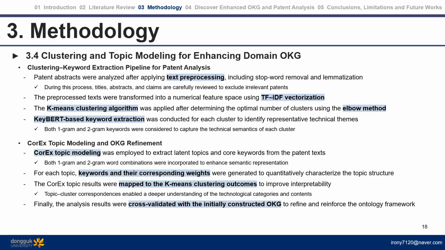CorEx topic modeling was employed to extract latent topics and core keywords from the patent text. For each topic, keywords and their corresponding weights were generated to quantitatively characterize the topic structure. The CorEx topic results were mapped to the k-means clustering outcomes. Finally, the analysis results were cross-validated with the initial construct of the KG.